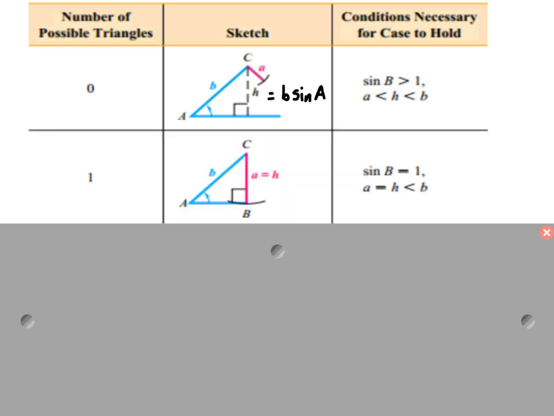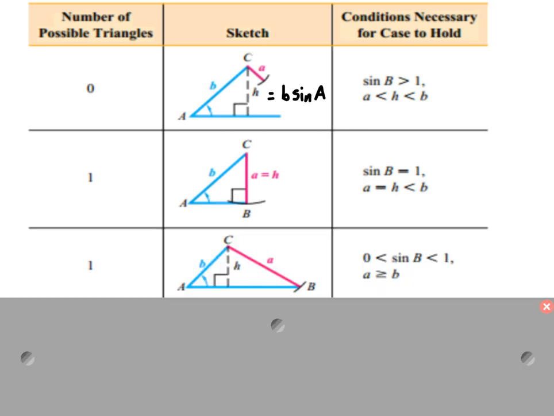One of the ways we can get one triangle that we saw was if that a, that second side across from my angle, is exactly equal to the height. So if I know that second side is b sine of A, I would get one distinct right triangle. So again, to get no triangle, a is less than h, which is less than b. If a is equal to h, but still less than b, we would get one triangle.